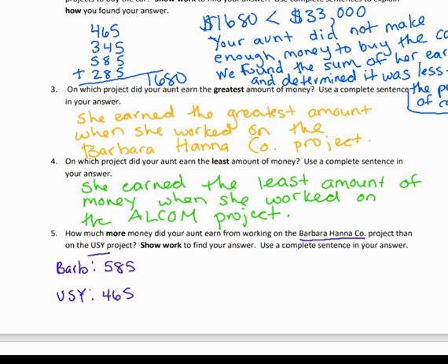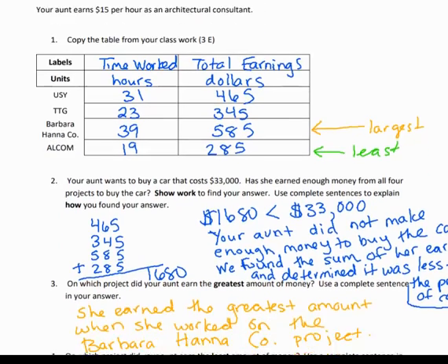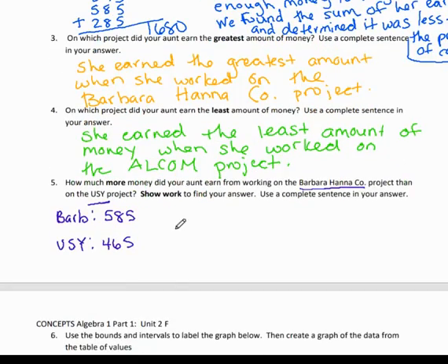Okay, so let's talk about that. You're on the right track. So I jotted down what he first said. Because we're asking to compare Barbara Hanna and USY, he went to the chart, which is very good, and jotted down how much she made from both of them. So that's what I wrote there. At the Barbara Hanna, 585, and at USY, 465. Now, just subtract it. Exactly.